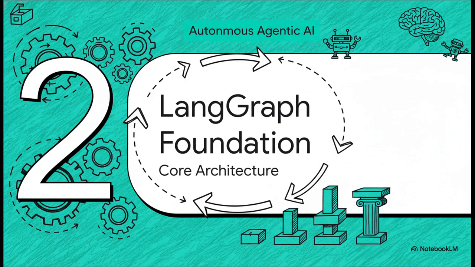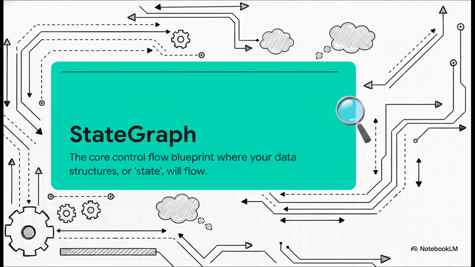All right, moving to part 2. The LangGraph Foundation. Let's look at the core architecture. Okay, so absolutely everything in LangGraph starts right here with what's called the state graph. You can really just think of the state graph as your blank canvas or the foundational blueprint of your entire application. It essentially dictates the environment where your data structures, which in programmer speak we call state, will flow. It is the master plan governing how information travels from the very start to the absolute finish.